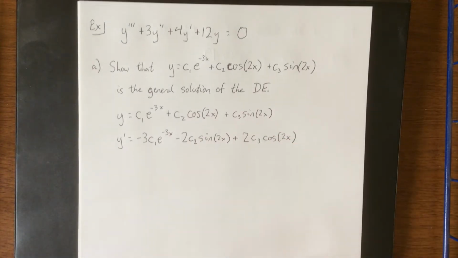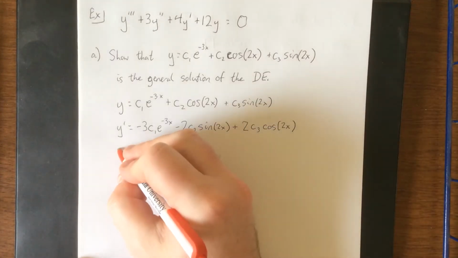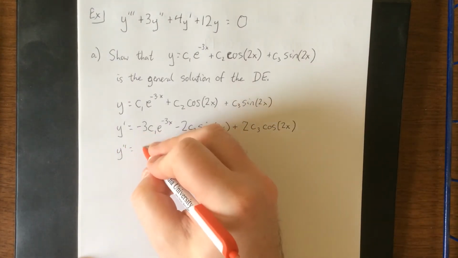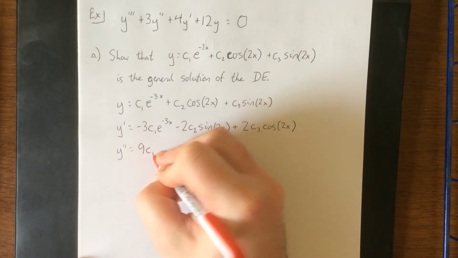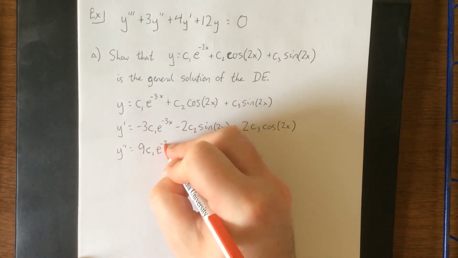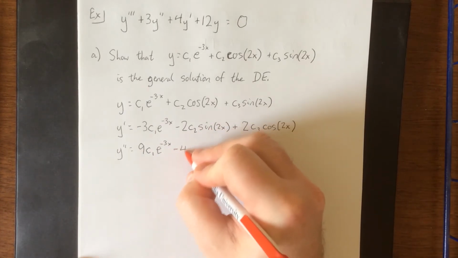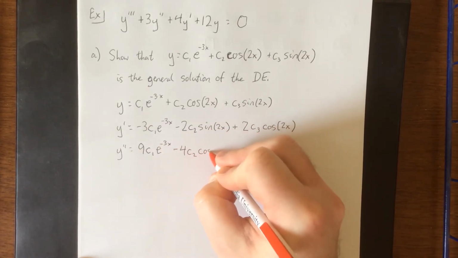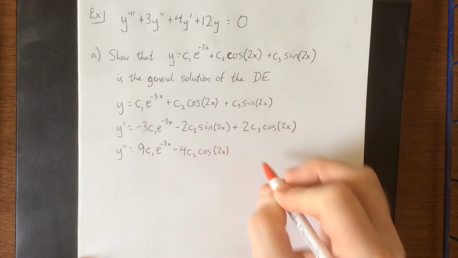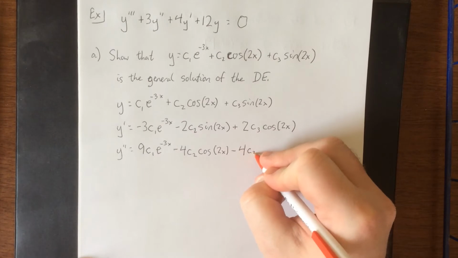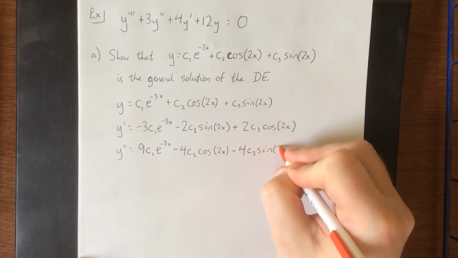For the second derivative, chain rule will still be in play. Multiplying by an extra factor of negative 3, this will be 9 c1 e to the negative 3x. We'll get an extra factor of 2 here, so this will be minus 4 c2 times the cosine of 2x. Derivative of cosine is negative sine, so we'll see negative 4 c3 sine of 2x.